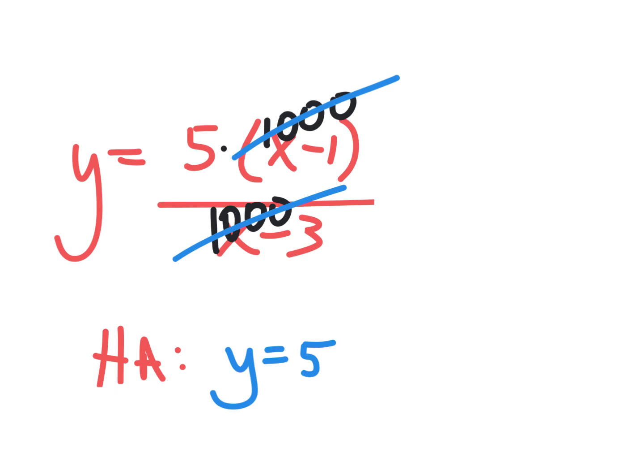Remember, if you can cancel out those thousands, cancel them. Otherwise, you're trying to go, what's 5,000 divided by 1,000? And it's more complicated. You just cancel the thousands and you get 5.